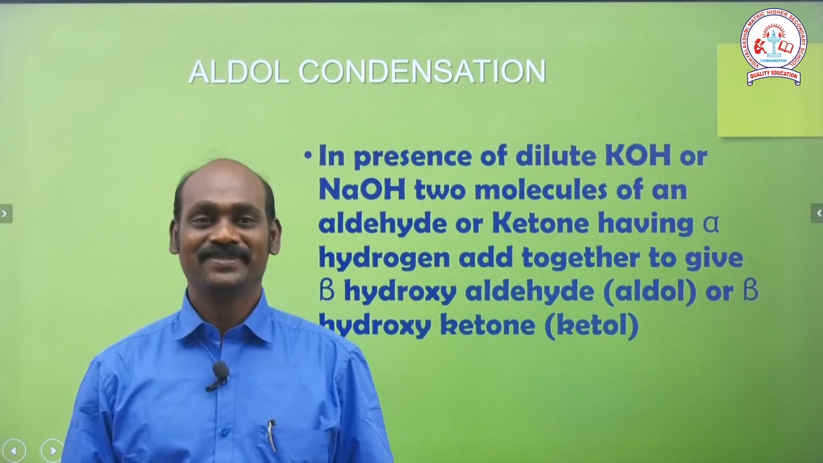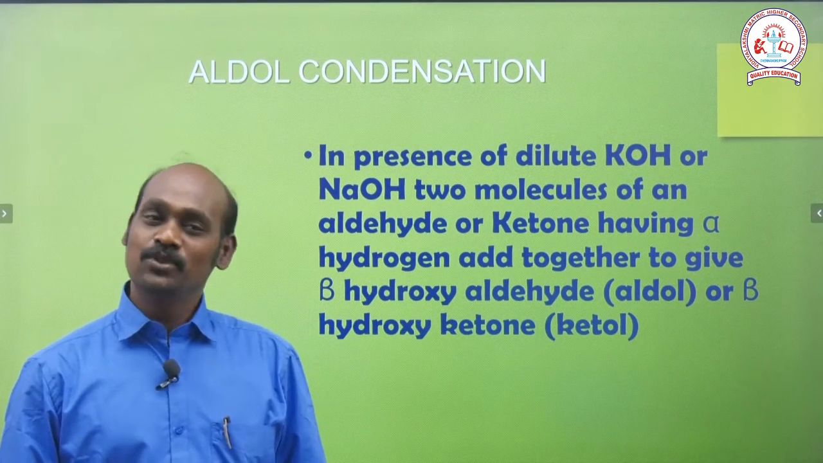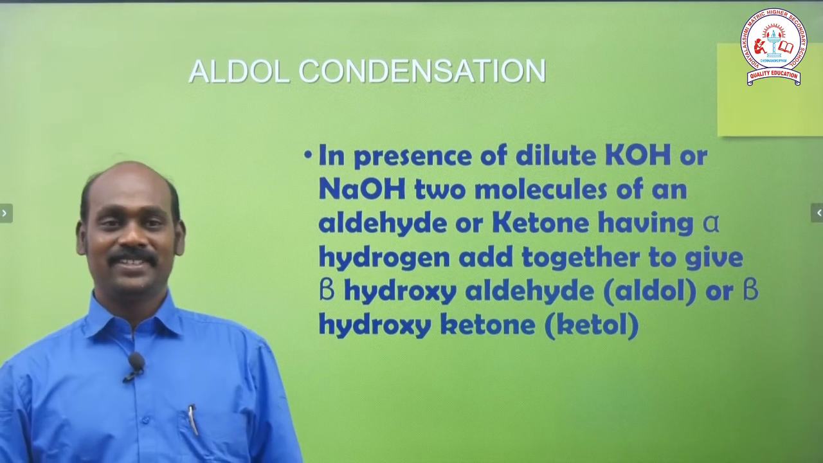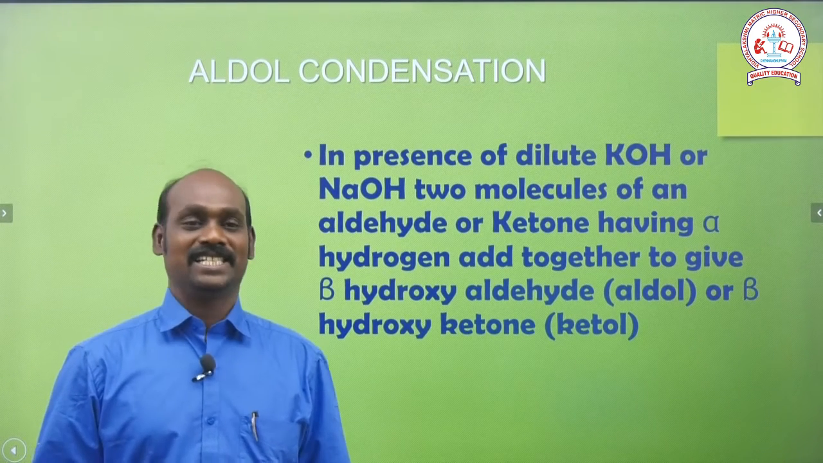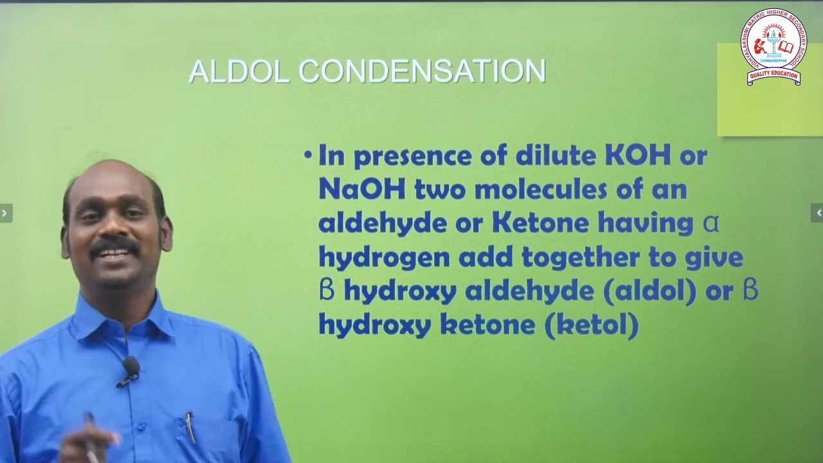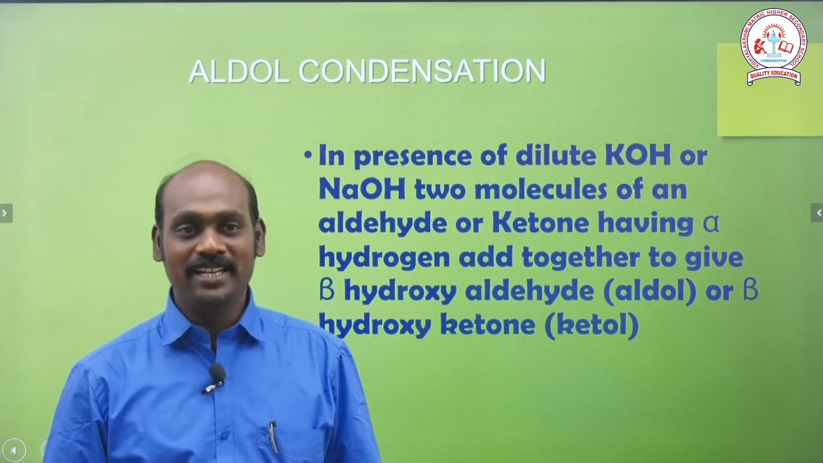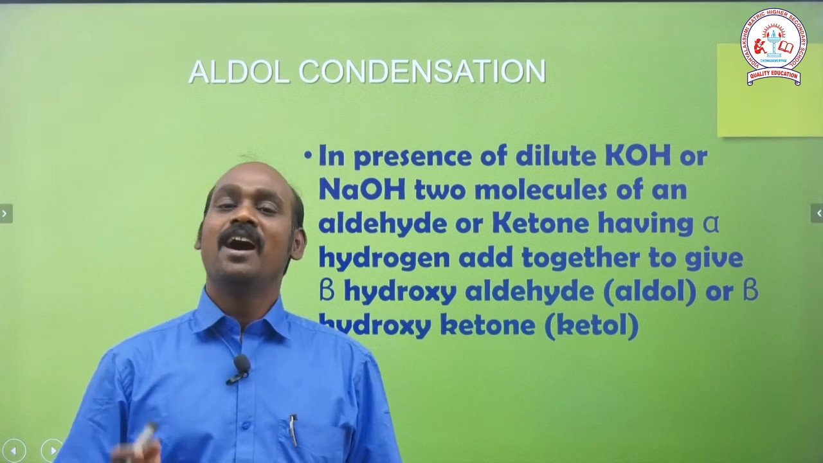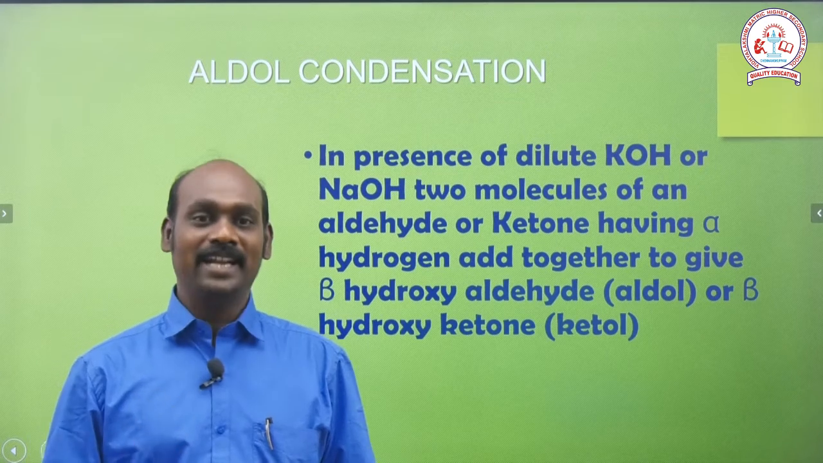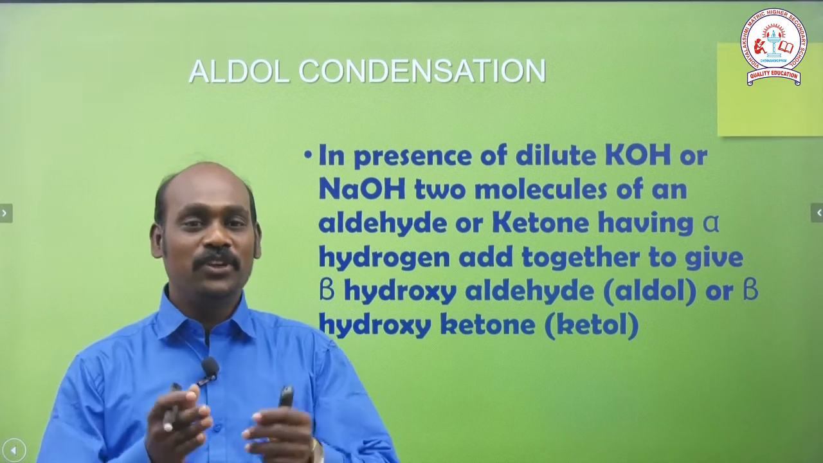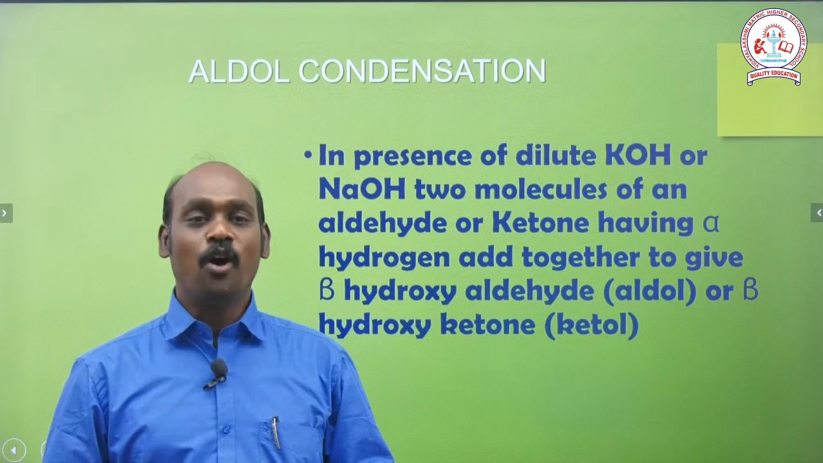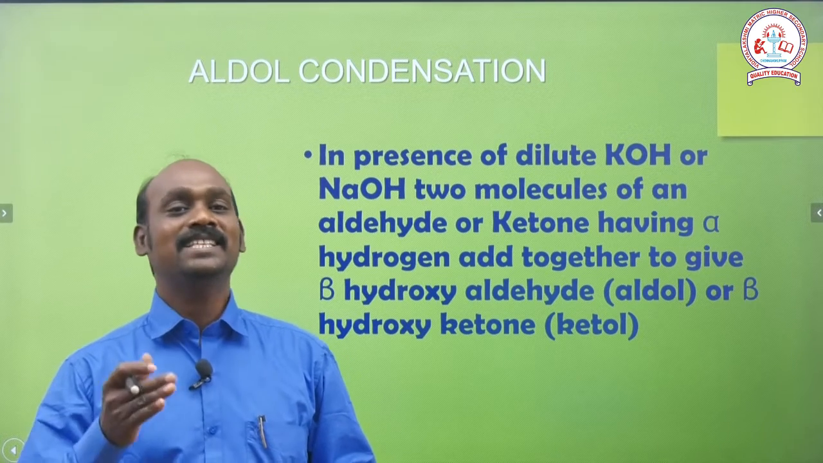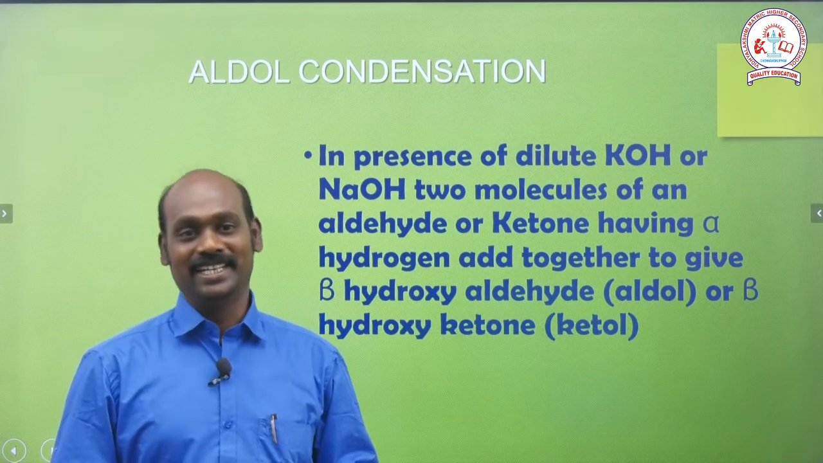Hi viewers, today we are going to learn about a most important mechanism, Aldol condensation. So what is Aldol condensation? In the presence of dilute alkali like sodium hydroxide or potassium hydroxide, two molecules of aldehydes or ketones having alpha hydrogen add together to give a beta hydroxy aldehyde, that is aldol, or beta hydroxy ketone, that is ketol. That is called Aldol condensation.